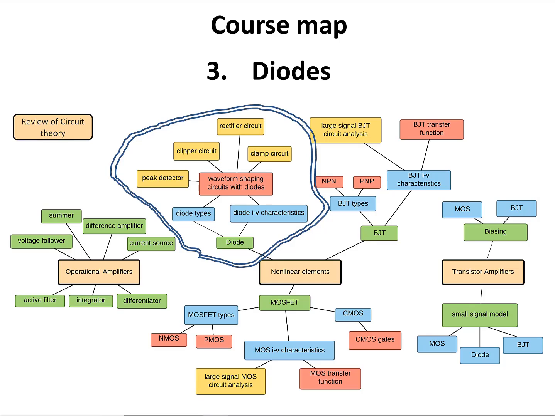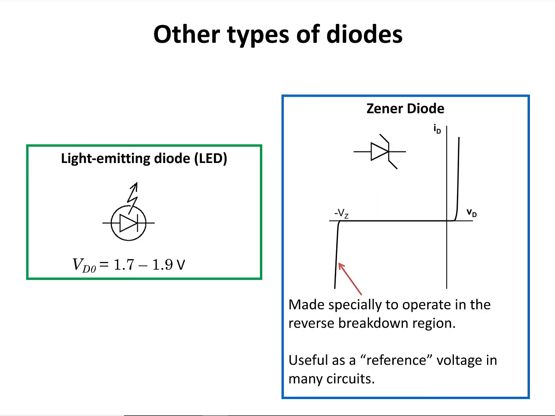Hello everyone, we're at the topic of diodes, and today we're going to look at two other types of diodes that have specific applications. The diodes that we're going to study today are light emitting diodes, or LEDs, and the Zener diodes. A light emitting diode, or LED, is a type of diode that emits light when it is forward biased.